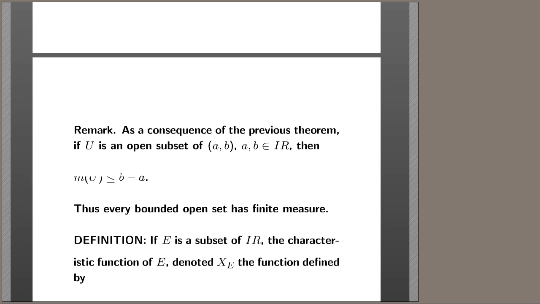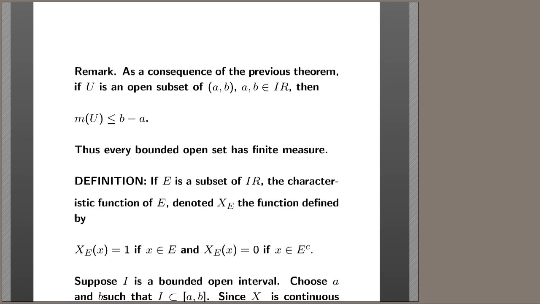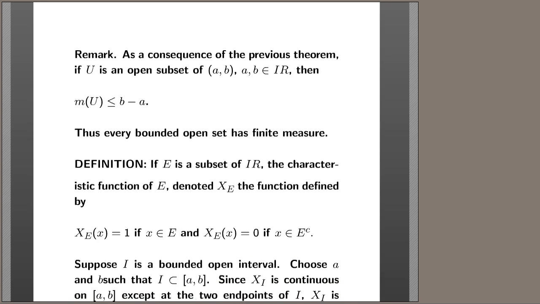And we can put this in another statement. You can say, thus, every bounded open set has finite measure because its measure is less than B minus A. By definition, a bounded set is a subset of an interval A to B. So if it's a subset of an interval, then you can say its measure is less than B minus A, and therefore the statement here is correct. Every bounded open set has finite measure.